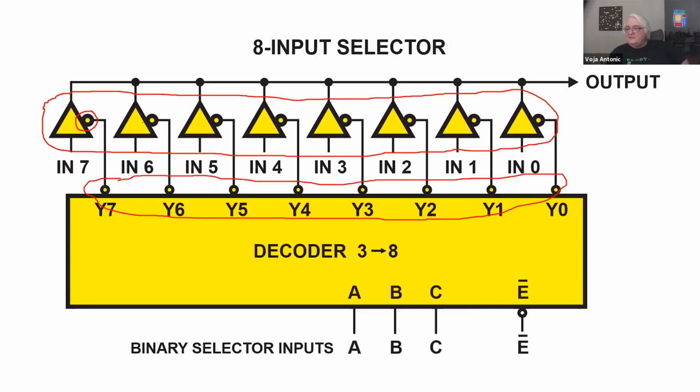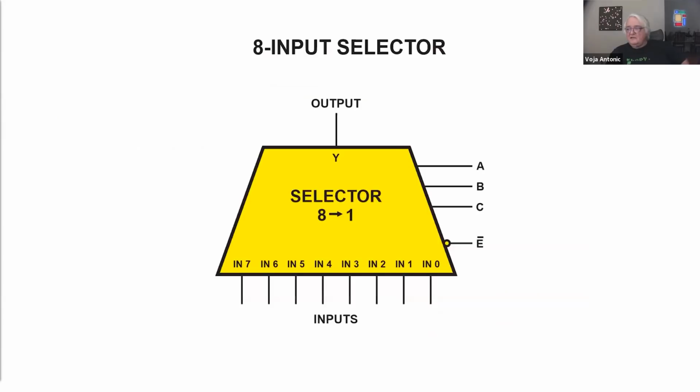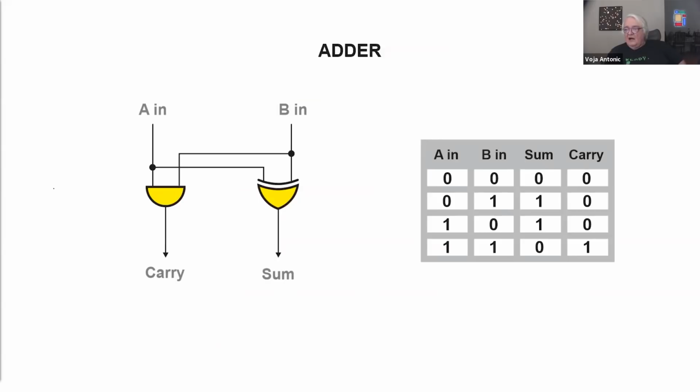So only one of these inputs will be active, say input 4, if it is 0, 0, 1, then input 4 will be selected, of course, when enable is activated. And we have input 4 transferred to the output. When enable is passive, then the output is in high impedance state, it's deselected. And this is the symbol for the selector. Now, let's switch to arithmetics a little.